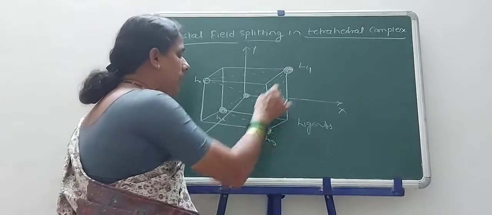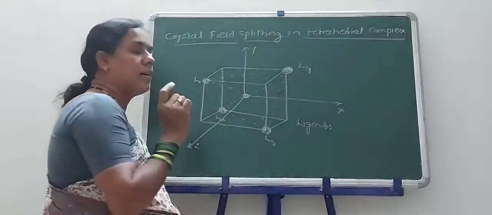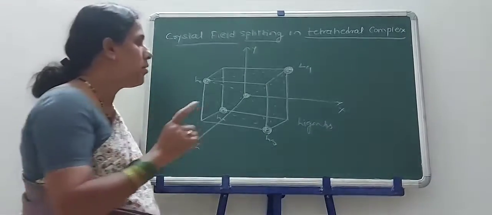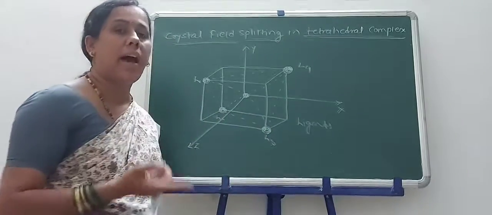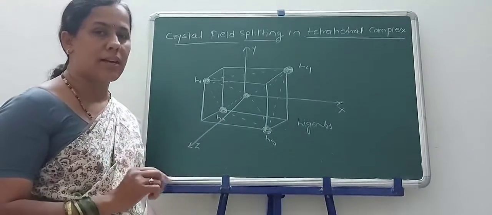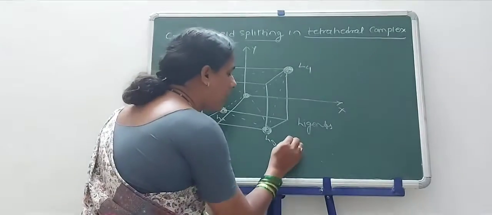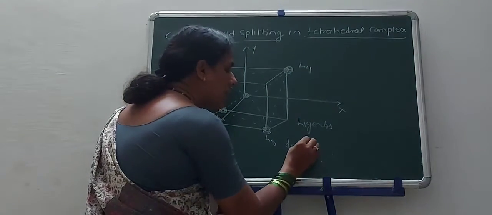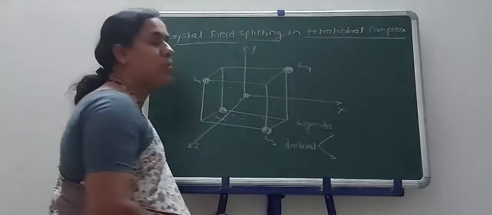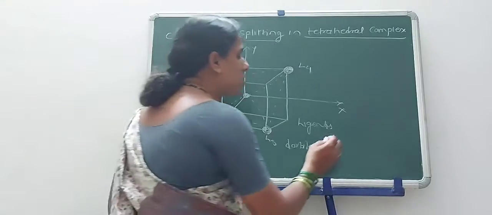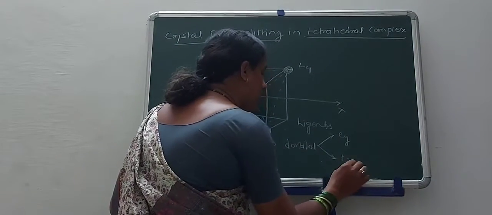The ligands are located between the axes. Due to this, between the axes versus along the axes, the d orbital splitting after approach of the ligands gives two kinds of orbitals: Eg orbitals and T2g orbitals.